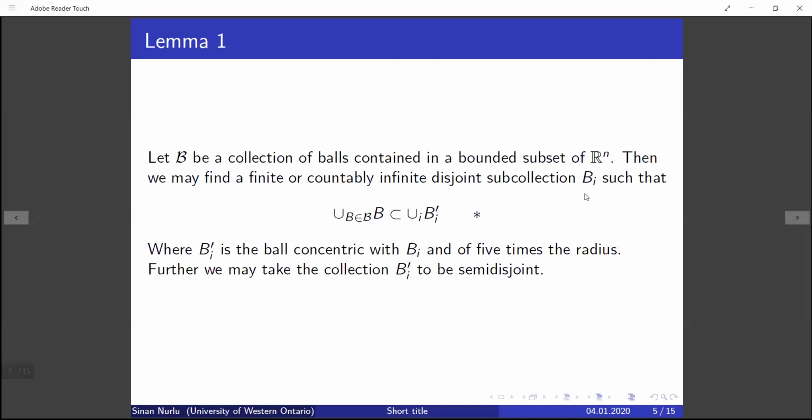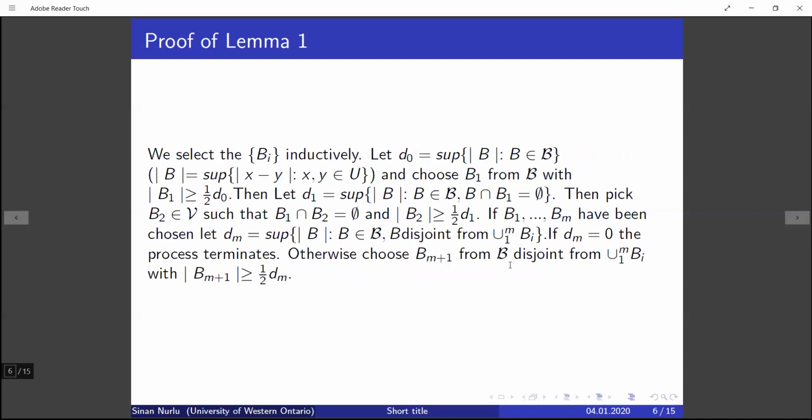Basically, if we are in a bounded region in R^n, we may have a collection of a huge number of balls that is still sitting inside our bounded subset, but we can refine it into a finite or countably infinite disjoint subcollection of B_i's, such that this holds. This part is actually pretty important for the proof of the lemma as well. The way we construct this subcollection B_i is very essential to the proof of the theorem as well. So we do it inductively.